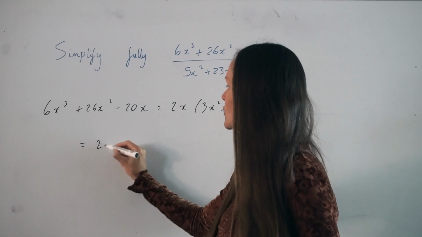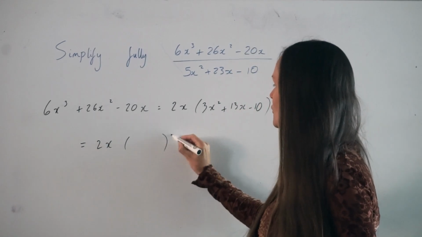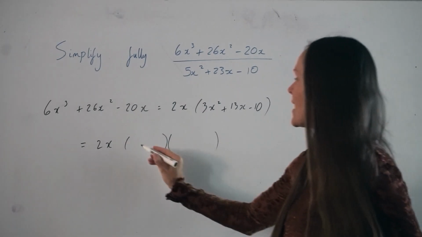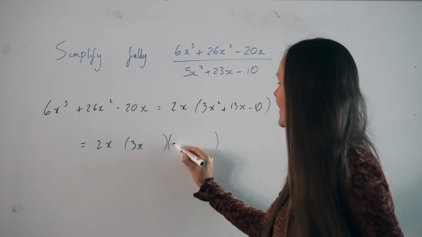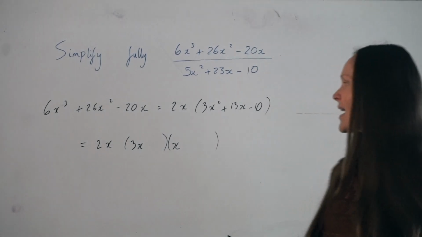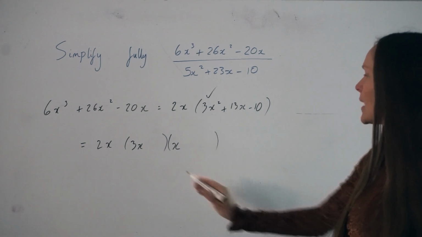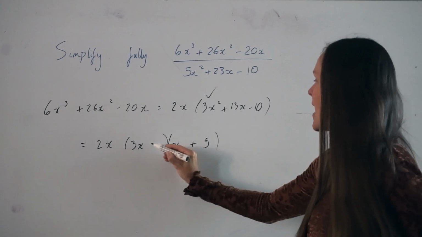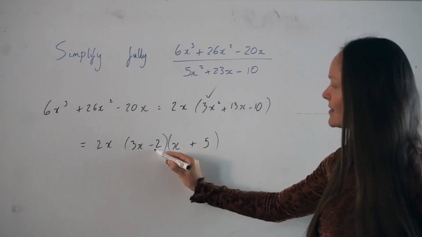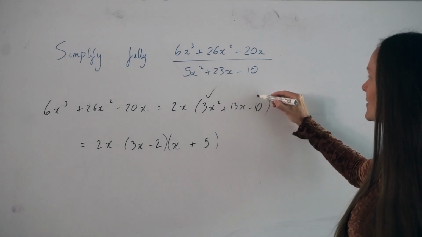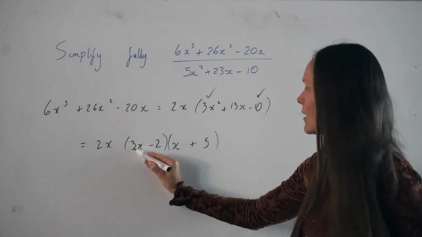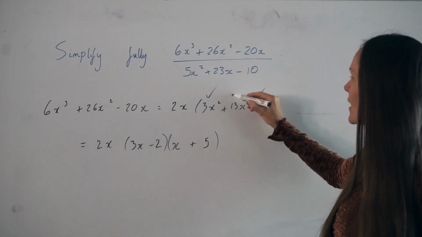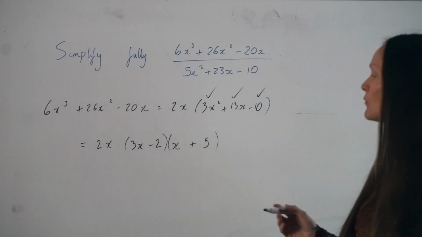So I'm just going to rewrite the 2x, but this time we have two sets of brackets. And I can fill in the first two numbers here straight away. They should be 3x and x, since 3x multiplied by x gives us the 3x squared. Now the remaining numbers in these brackets should be positive 5 on this side and negative 2 here, as negative 2 multiplied by 5 gives us our negative 10, but we also have 15x minus 2x, which simplifies to 13x. Okay, so we've fully factorised.